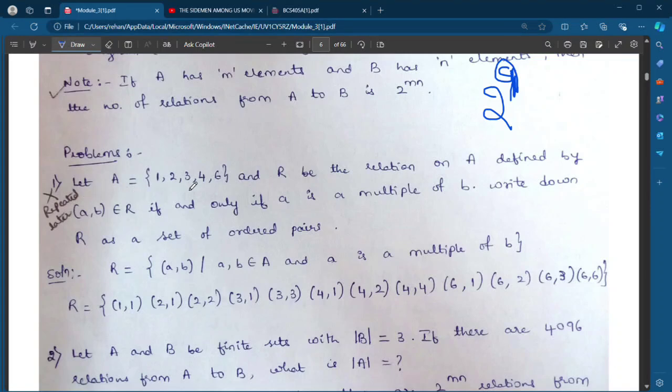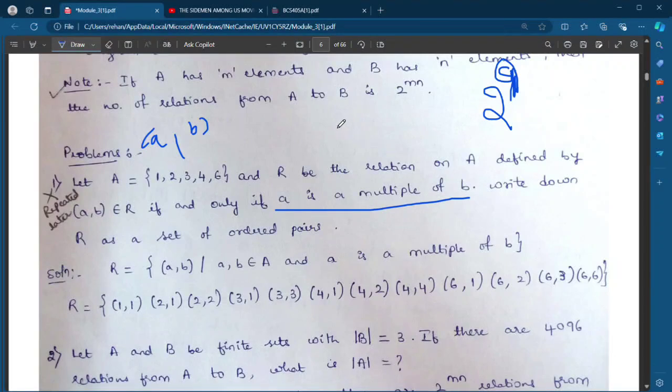Let A equal {1, 2, 3, 4, 5, 6} and R be the relation on A defined by (a, b) belongs to R if and only if a is a multiple of b. So (a, b) is an ordered pair. Now what I can do is make a relation from this (a, b) such that it holds if and only if a is a multiple of b.